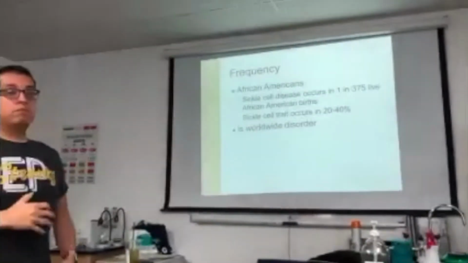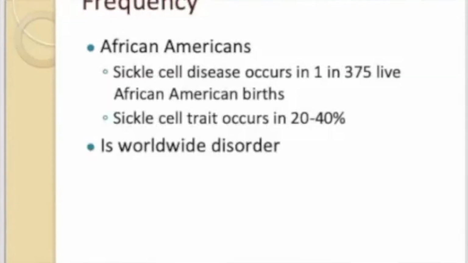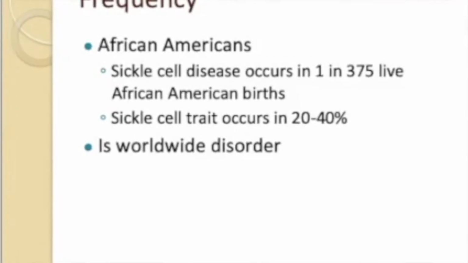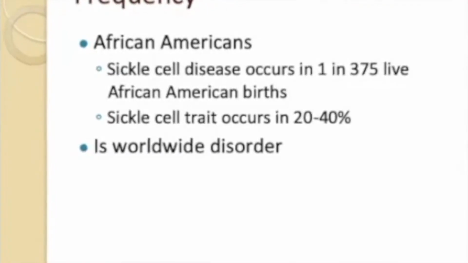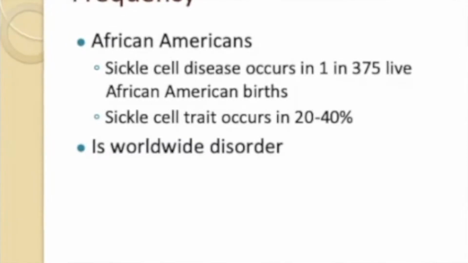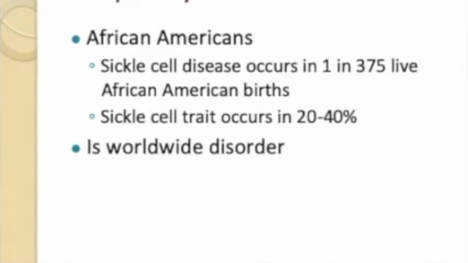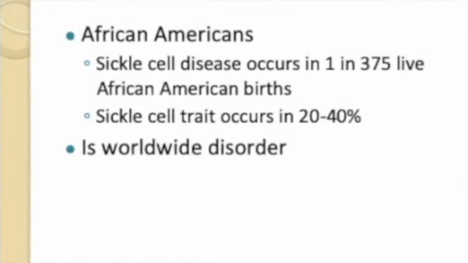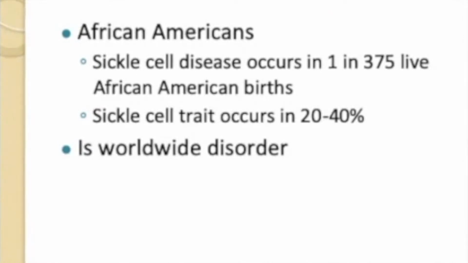As for the frequency, the majority of the population affected by sickle cell disease or even sickle cell trait is going to be African Americans. African Americans are usually the ones who carry sickle cell disease, which occurs in about 1 in every 375 live African American births. And sickle cell trait occurs in approximately 20 to 40% of the overall population, and it's a worldwide disorder. It's not something where we only see it in the United States, or only in Africa, or only in Europe. It's known to be worldwide.